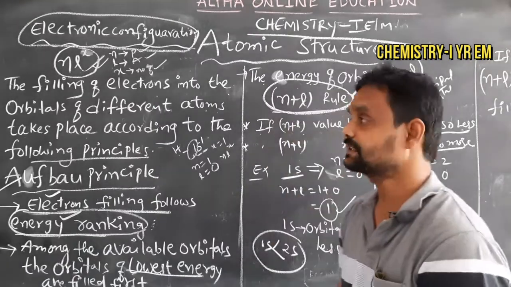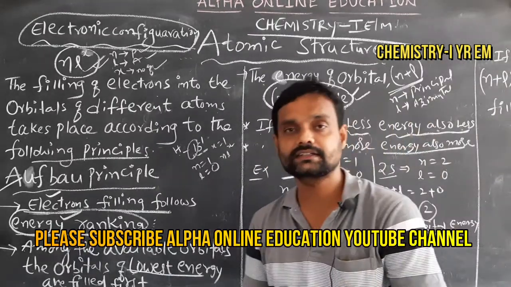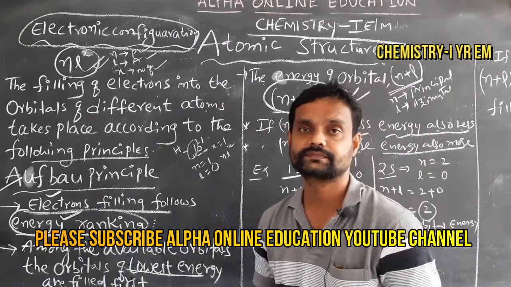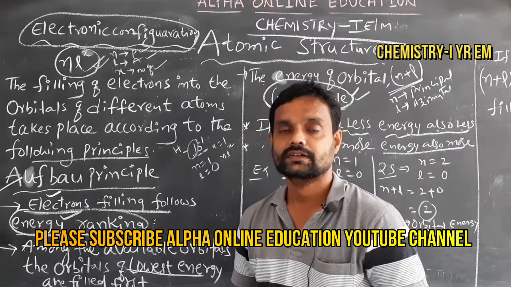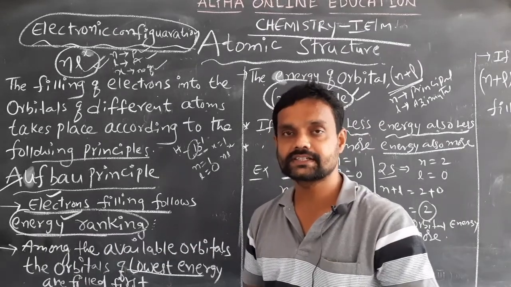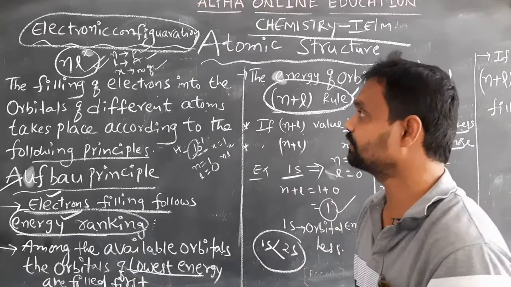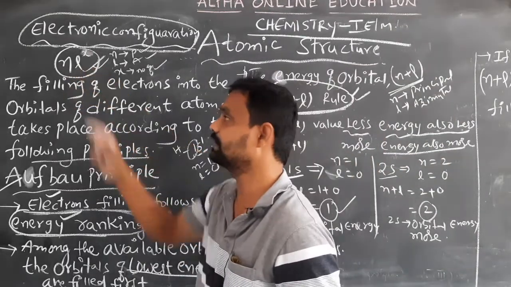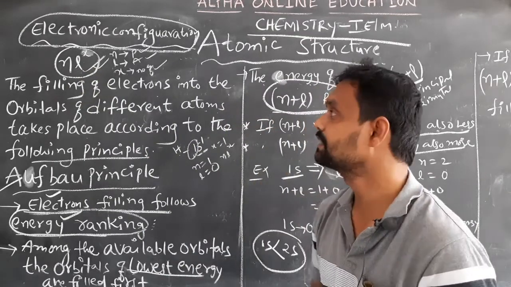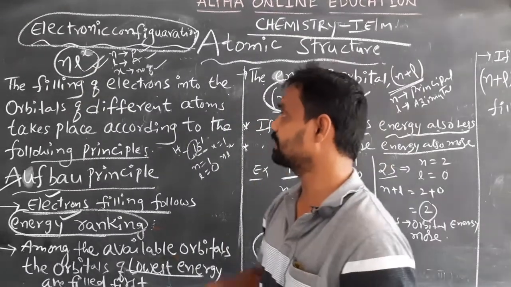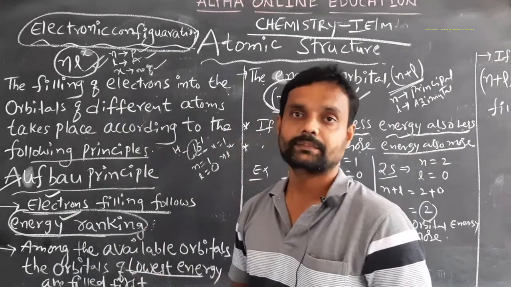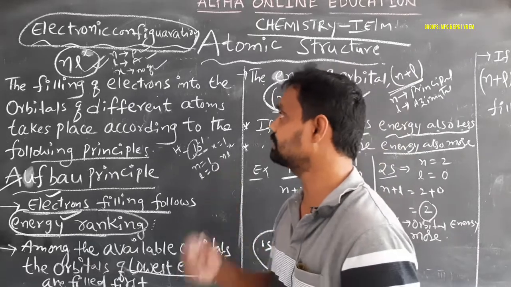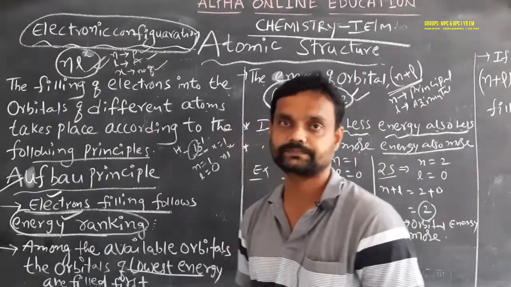Students, in this class we discuss the electronic configuration in the atomic structure topic. When we write the electronic configuration of different atoms, it should follow the nl^x formula, where n is the principal quantum number, l is the azimuthal quantum number, and x is the number of electrons.